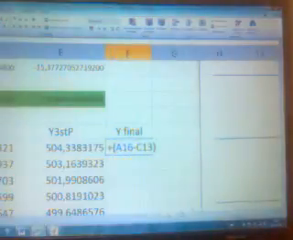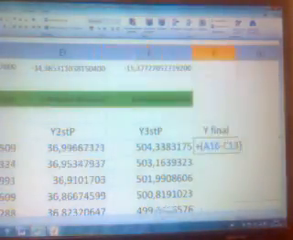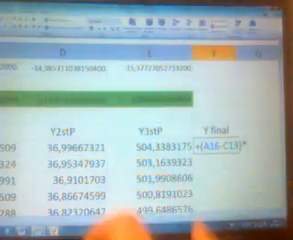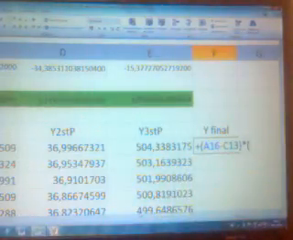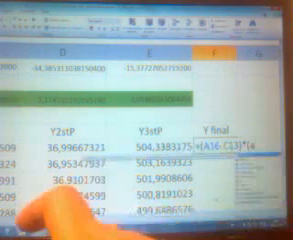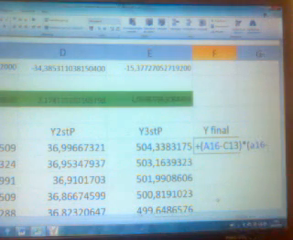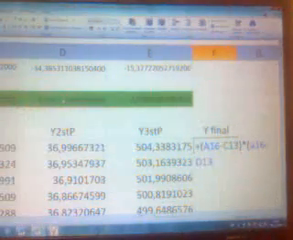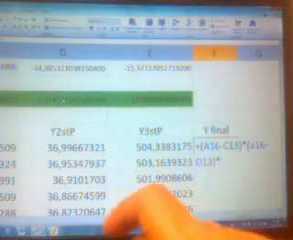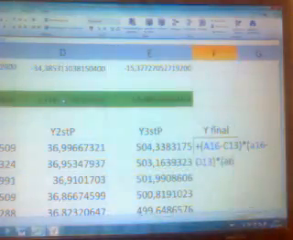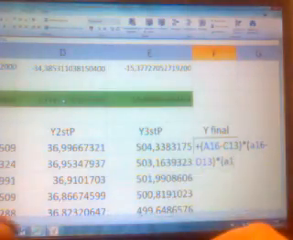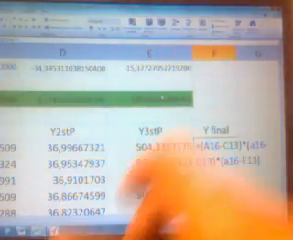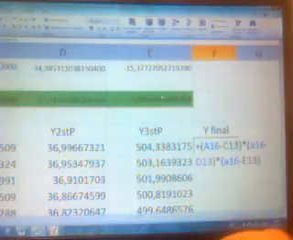X minus the first 0 point. That's this one. Times, open bracket, x minus the second point. That's this one, here, D13. Okay, close the bracket, times x minus the third 0 point, and that's basically the whole formula.